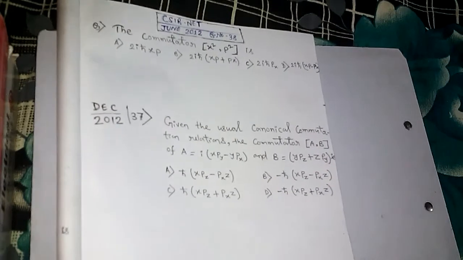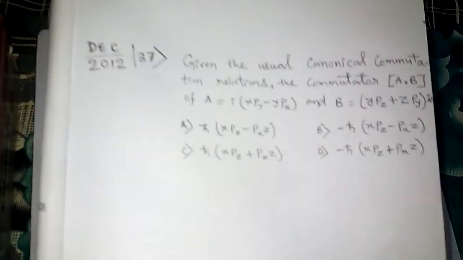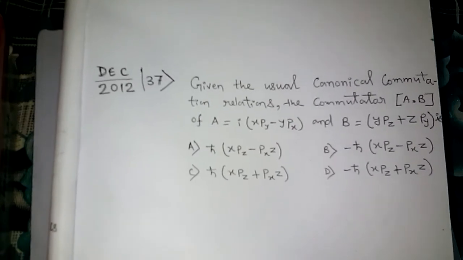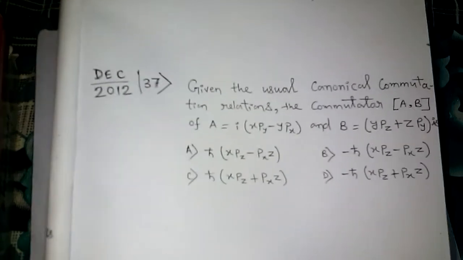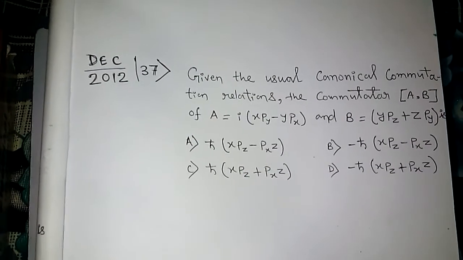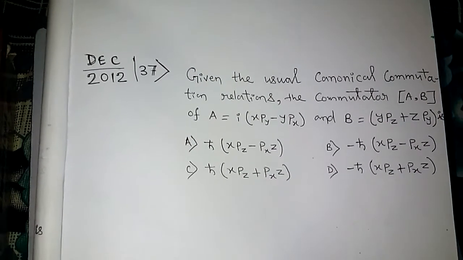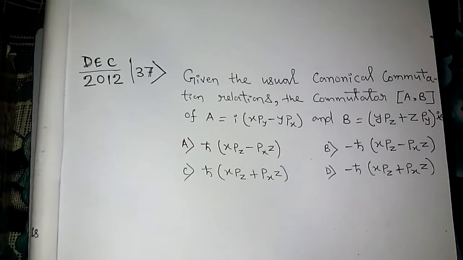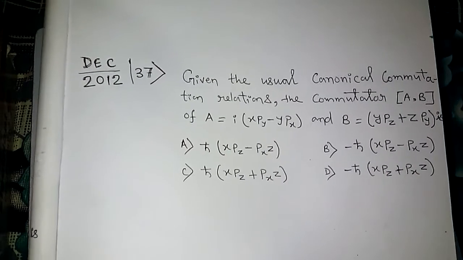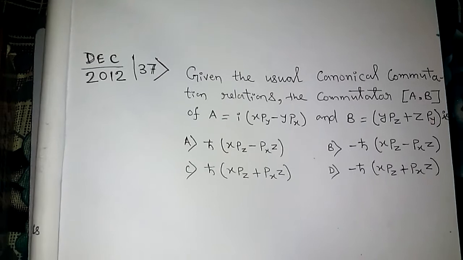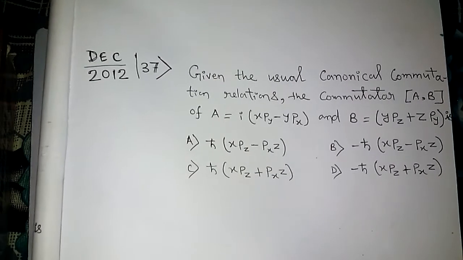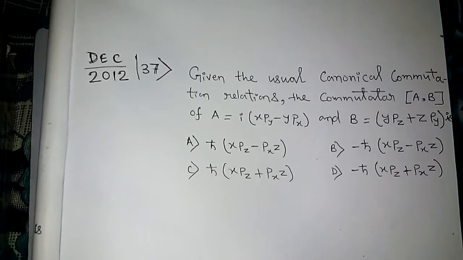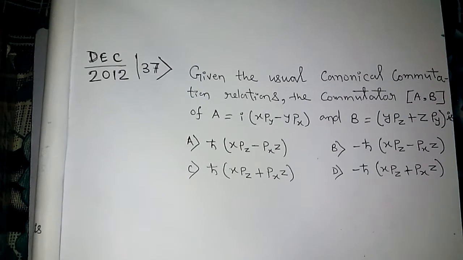Welcome to my channel. Today we will see a problem based on commutation relation of quantum mechanical operators. It says, given the usual canonical commutation relations, the commutator AB of A equal to i(xpy minus ypx) and B equal to ypz plus zpy is, we have four options. So it says find the commutation of A and B where A has been given and B has been given also.